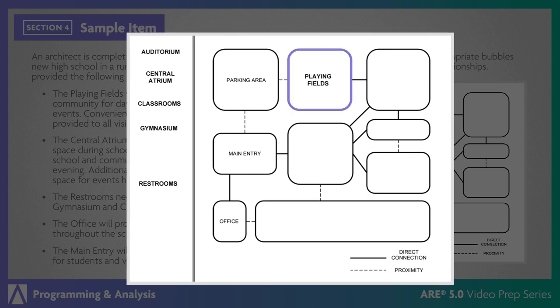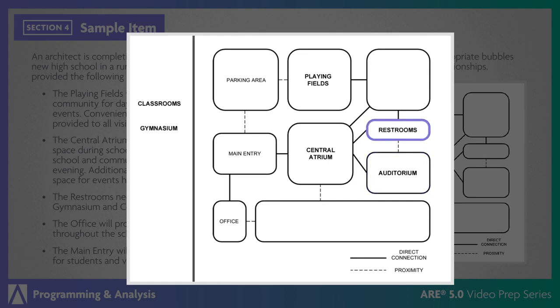The playing fields require convenient access for both daytime and evening activities, making the best location within close proximity to the school, as well as the parking area. The central atrium should be located central to the major program spaces, with a connection to the main entry for secured access for evening events. Since the central atrium is also a pre-function space for the auditorium, the spaces should be directly connected.